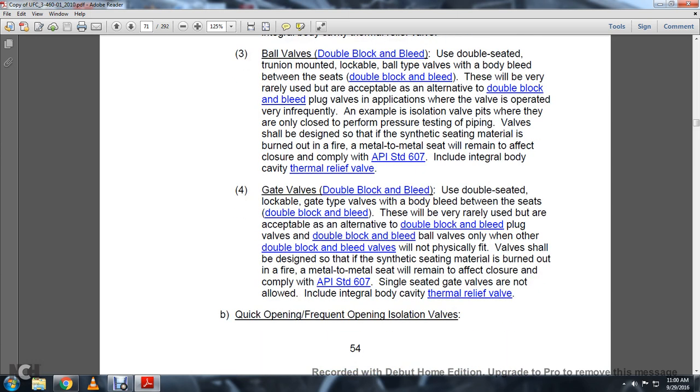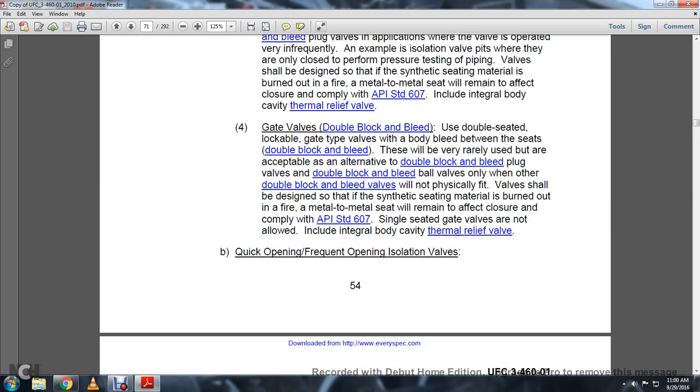The gate valve double block and bleed is a double seated, lockable gate valve type. The body bleed is between the seats of double block and bleed. These are rarely used, as an acceptable alternative to the double block and bleed plug valves and double block and bleed ball valves, only where other double block and bleed valves will not physically fit. Valves shall be designed so that the synthetic seating material is burned out in a fire. In a fire, the metal seat will remain in effective closure and comply with API Standard 607. Single-seated gate valves are not allowed to include an integral body cavity thermal relief valve.